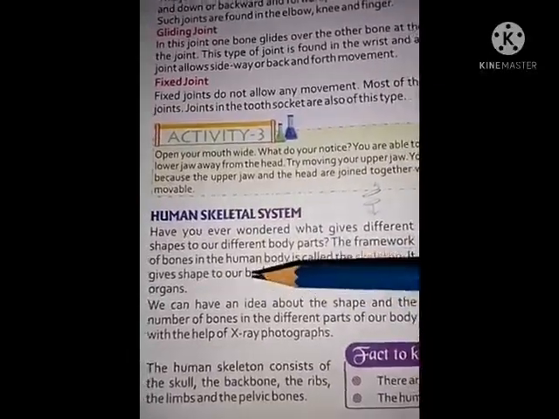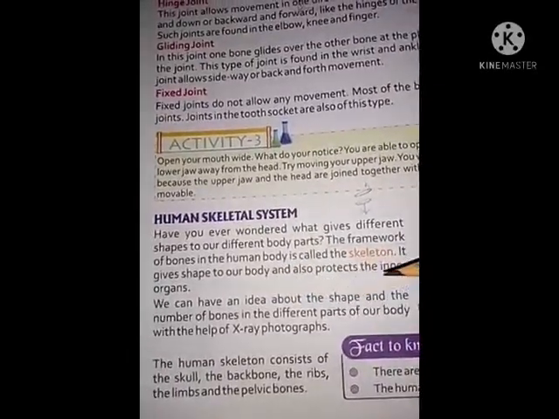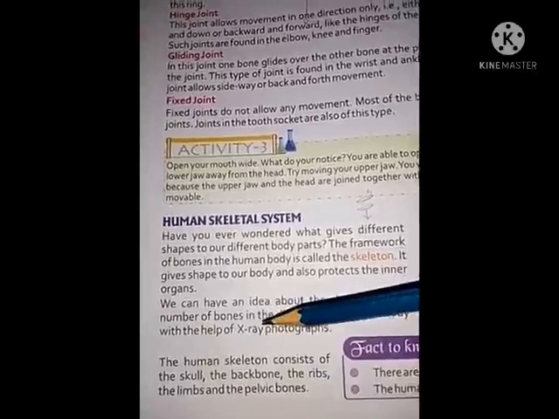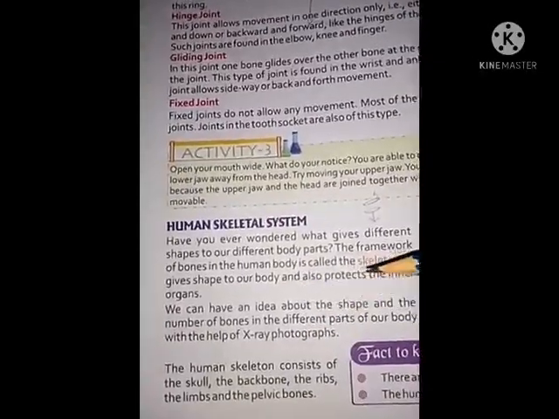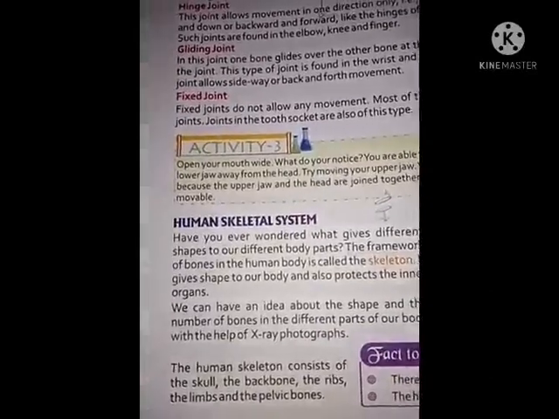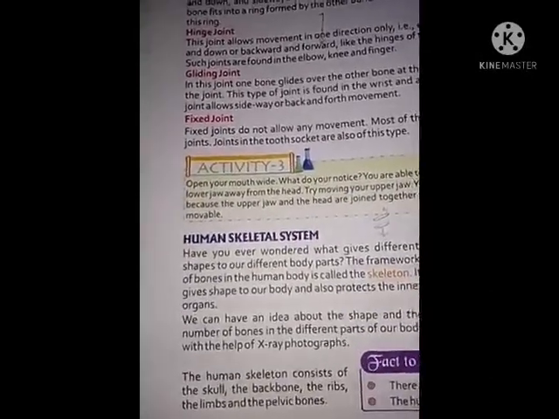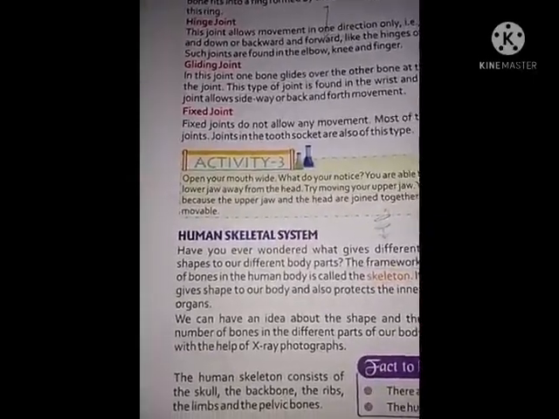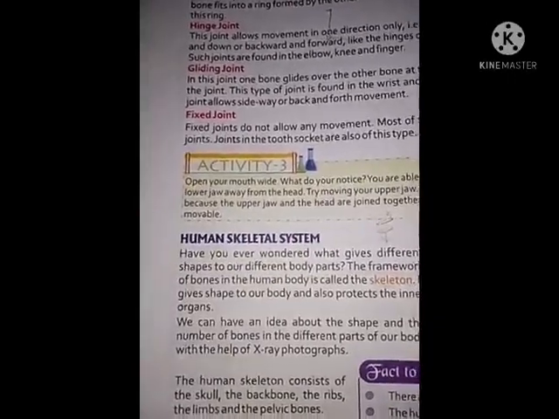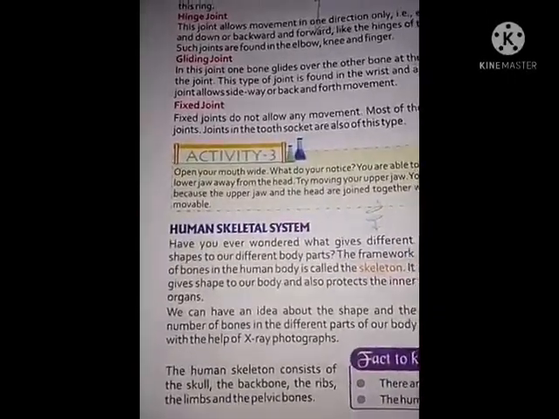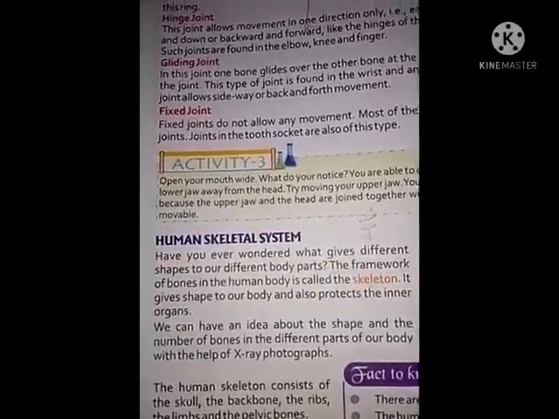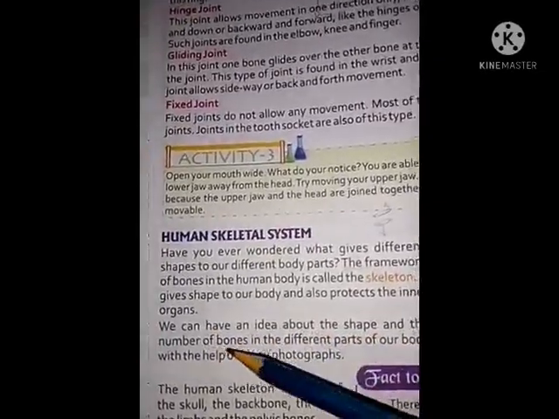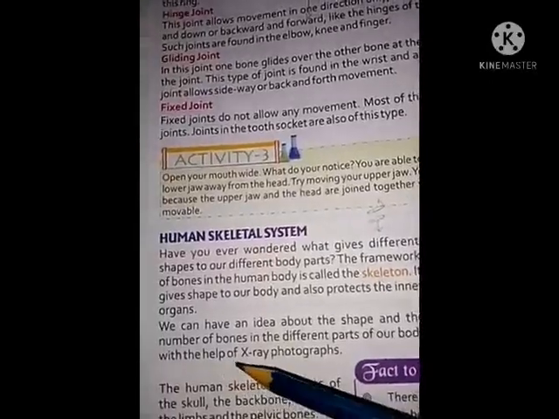Okay, we can have an idea about the shape and the number of bones in the different parts of our body with the help of X-ray photographs. Why do we do X-ray? To diagnose any kind of fracture in our bones, and that is how we can have an idea how many bones are present in our body, and what their shapes are.